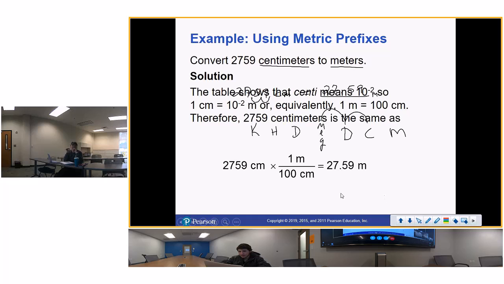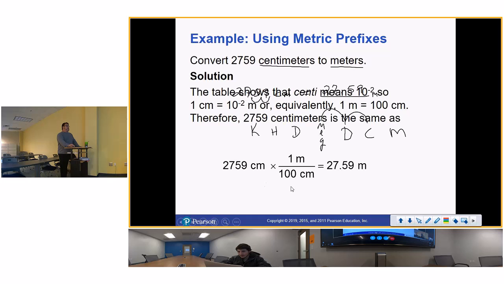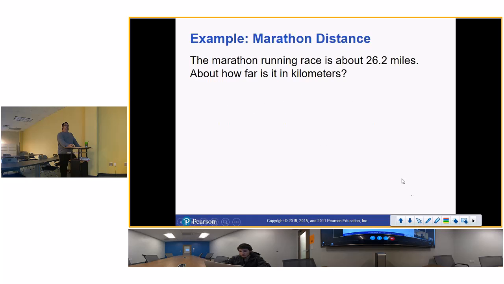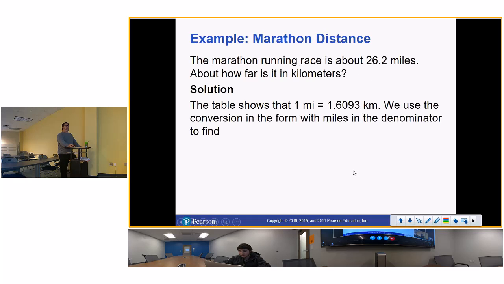There we go. Now, they're doing it by unit conversions, and that's fine, but I can guarantee you, if you talk to 10 math teachers, 9 of them are going to say King Henry died drinking chocolate milk for the basics, because it's a whole lot easier. Oh, dang. This next one's hard. A marathon running race is about 26.2 miles. Now, this is a unit conversion. They're going to have to give you, there we go.